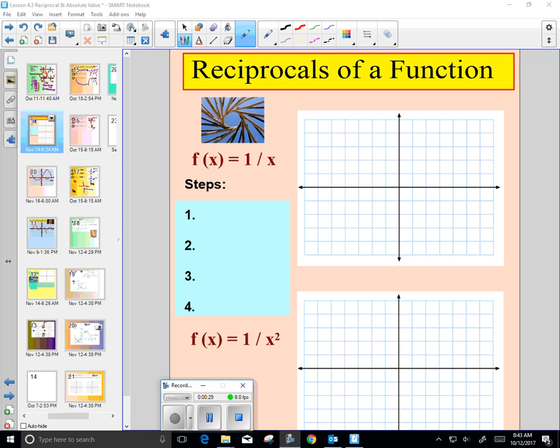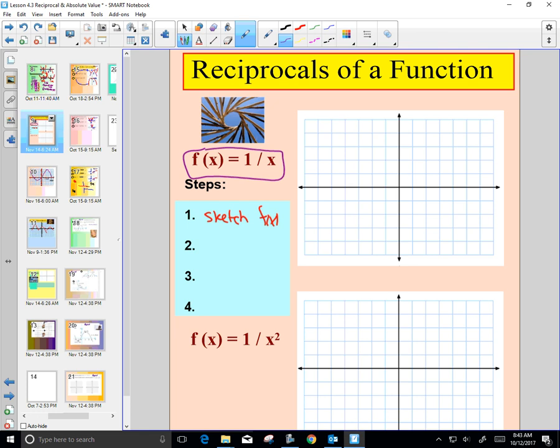First step, sketch f of x. So we're going to do that. We're going to do the most basic of all of the reciprocal graphs, 1 over x. So you start with that. Okay? Then I'm going to put 1, 2, 3, negative 1, 2, 3 on the x-axis, and negative 1, 2, positive 1, 2 on the y-axis.